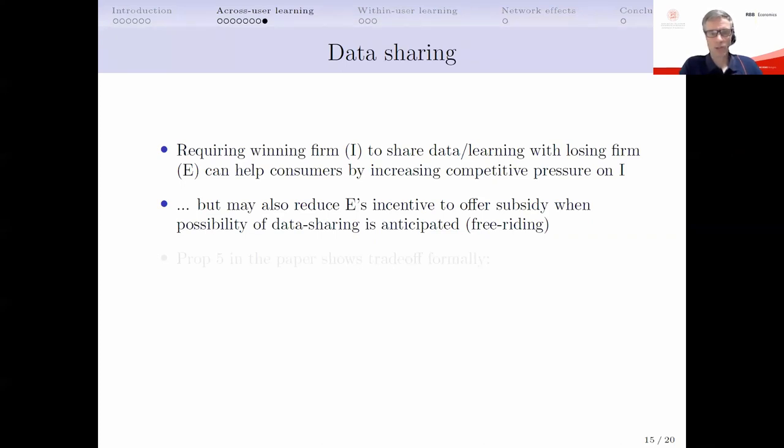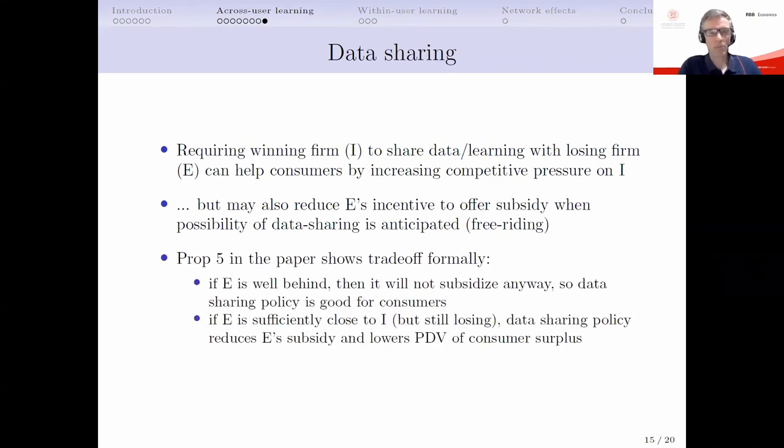And so that sort of incentive effect or free riding effect can actually overwhelm the positive effect on increasing competitive pressure. What we find is, if the entrant is well behind, so it's not going to subsidize anyway, then yes, data sharing, once it comes in, is going to increase competitive pressure. It's good for consumers, and there's no free riding effect. But if he is sufficiently close, but still losing, then the data sharing policy actually reduces the subsidy and lowers the present discounted value of consumer surplus. So it's actually bad.